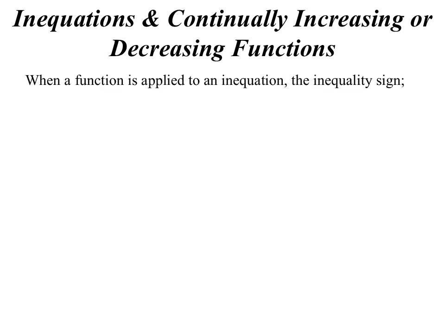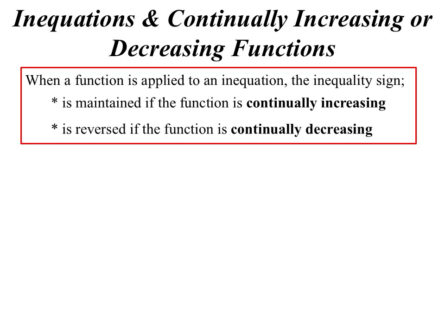Whilst talking about logs and exponentials for that matter, I'm just going to make a note about this. When we're solving an equation or inequation with continually increasing or continually decreasing functions, yes, we're doing the same thing to both sides, but what we're really doing is applying a function to both sides. If we apply a function that is continually increasing to both sides, the inequation sign stays the same. But if I apply a function that is continually decreasing, the sign changes.